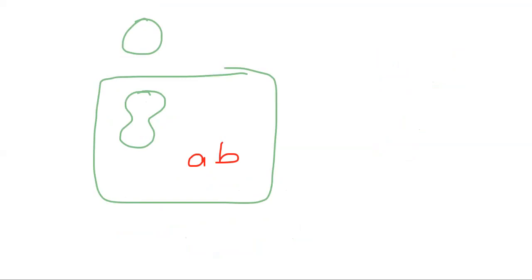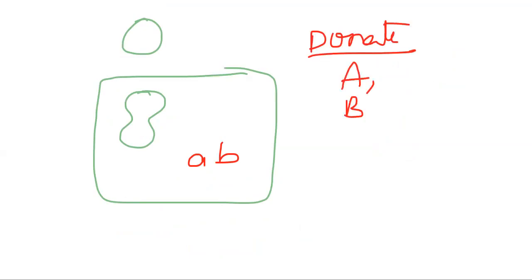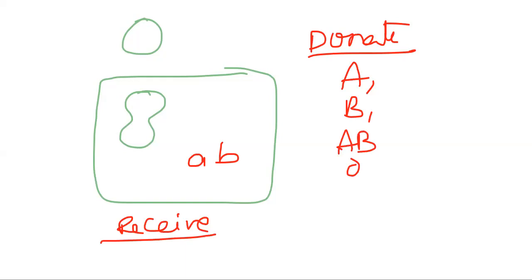And O can donate blood to A, B, AB, and O. It can receive blood from only O. Only O. That's it about the O blood group.